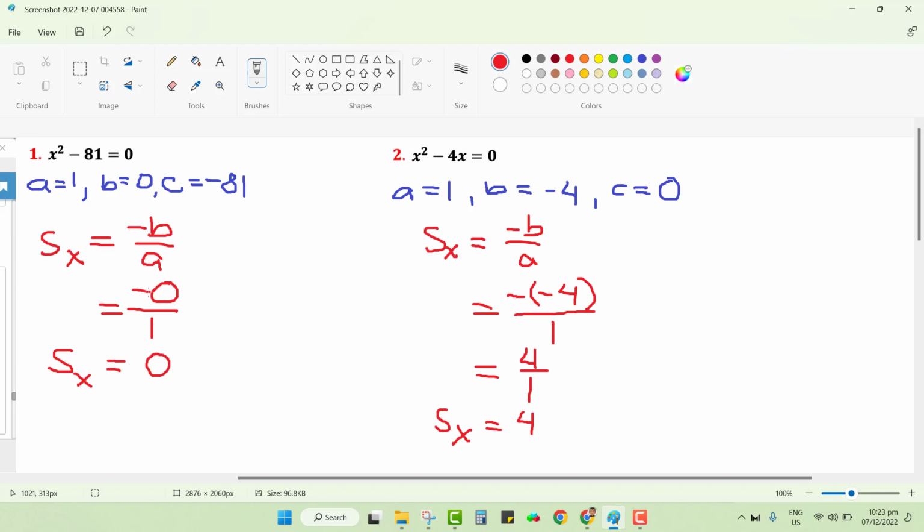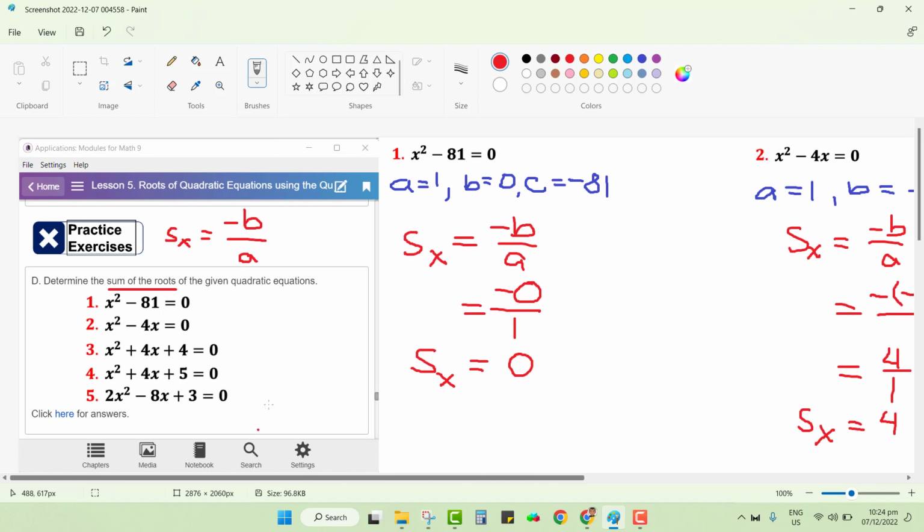Similar to item number 1, if you're not convinced with this, you can solve for the roots of this quadratic equation and add those roots, to determine if this is the correct answer. But we are not going to show it in this video. Let's proceed to number 3.